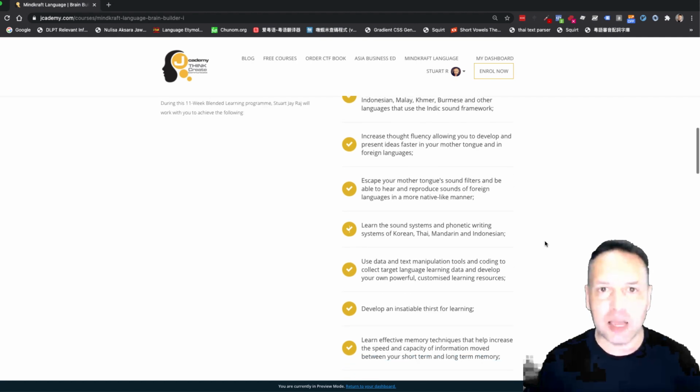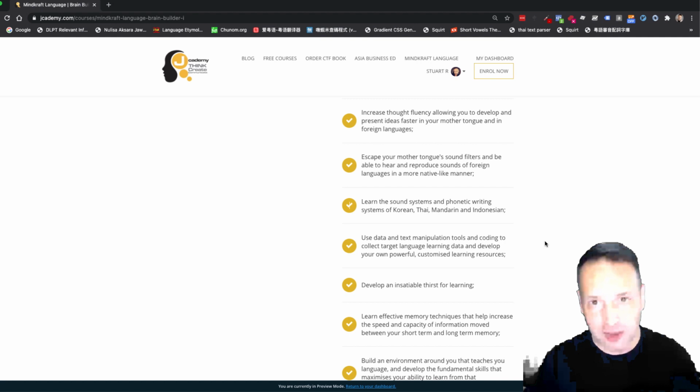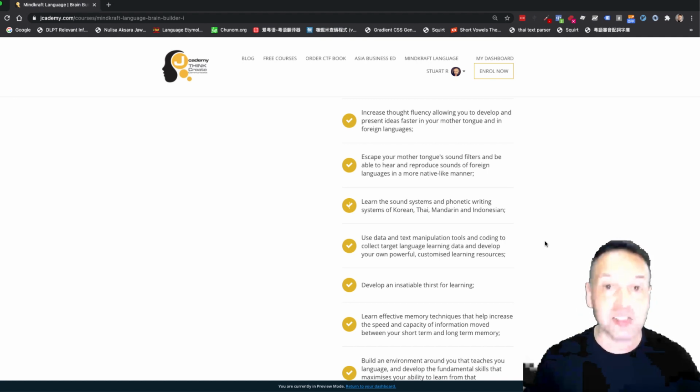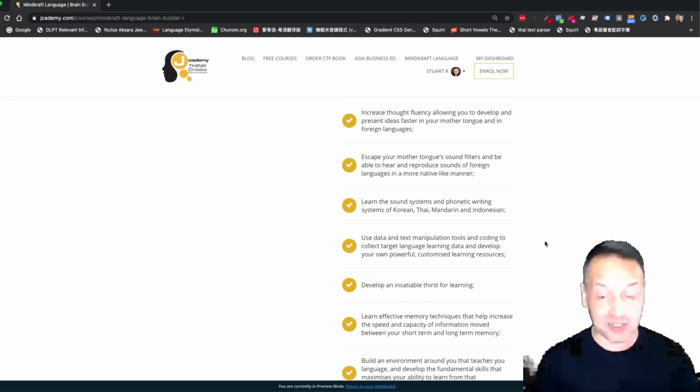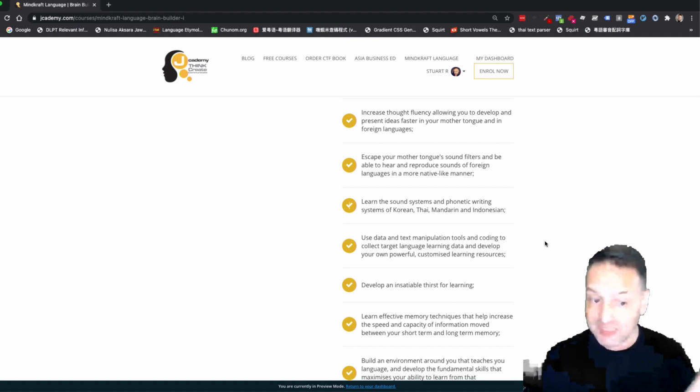We'll be able to learn to escape our mother tongue's language filters and sound filters and start hearing sounds outside of our mother tongue sound system. Not only hearing them though, we'll be able to notate them independently, so we know when we see this is the sound in this language, not in our mother tongue. And most importantly, we'll be able to reproduce them.